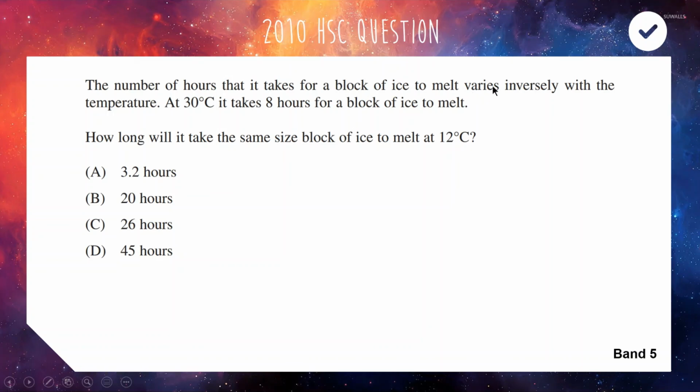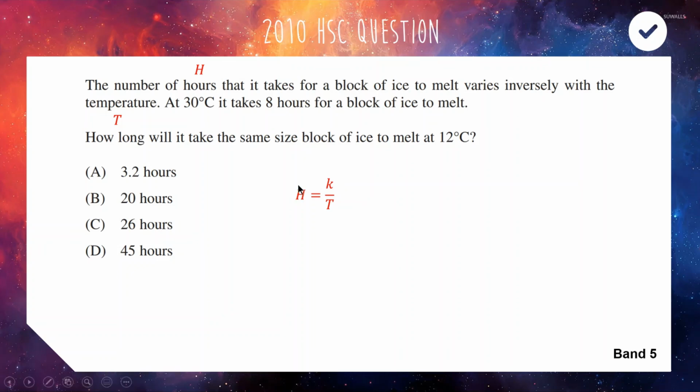So varies inversely tells us we're going to have an inverse variation equation. Let's get some variables. I'm just going to call number of hours capital H, and I'm going to call temperature capital T. Now, if these two variables are inversely related, I can write them up as an equation like this: H equals K divided by T. I just want to say right now, if you swap these two and you had T equals K over H, that's technically the same thing and we're going to get the same answer. So don't worry about which variable is where. As long as the K is up here, you're going to be all sweet.